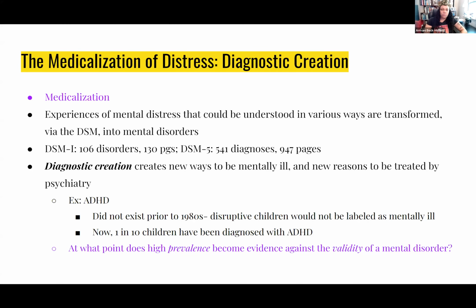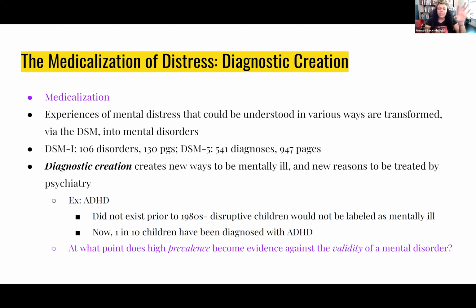So when I say medicalization, what do I mean? Really it's just the redefining of social problems into medical illnesses. The way that we understand suffering, sadness, emotion, urges, and desire have been transformed into mental disorders. If we think about the DSM-1 and the DSM-2, which, like I said in the last lecture, weren't really focused on diagnoses, the DSM-1 had 106 disorders and was 130 pages long. The current DSM has 541 diagnoses and is almost 1,000 pages long. So this is what I mean by medicalization.